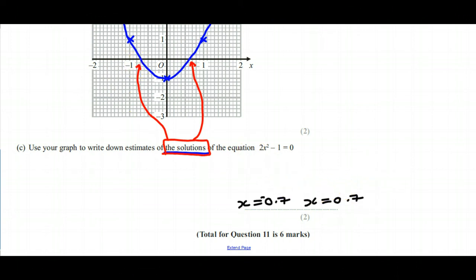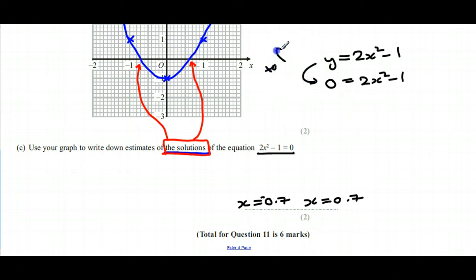The reason that they are the solutions is that originally we had an equation which was y equals 2x squared minus 1. You'll see here that instead of being equal to y, it's now equal to 0. And that's what needs to be the situation to find solutions. It's basically saying what are the values of x that will give an answer of 0, and these are the only two values that will do that, when x is -0.7 roughly and +0.7. I hope that was useful.